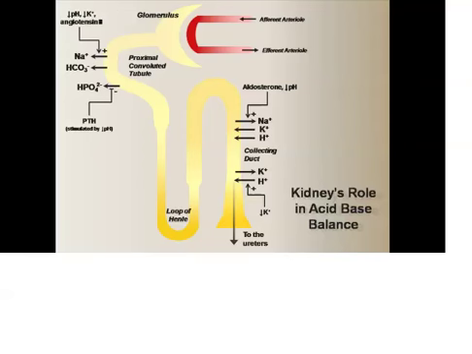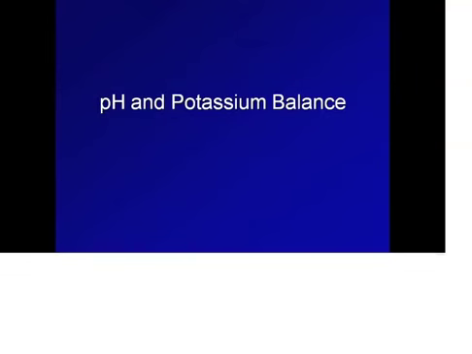The final topic I will discuss in this lecture is the relatively unique relationship between pH and potassium balance. You just saw a little bit about this in the last slide, where I mentioned that hypokalemia can serve as a stimulus for the excretion of hydrogen ions into the urine in exchange for reabsorption of potassium ions. Another interaction between these two ions is related to their transcellular shifts in the presence of acid-base disorders.